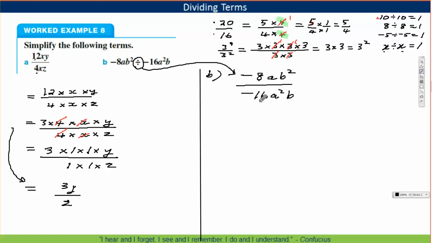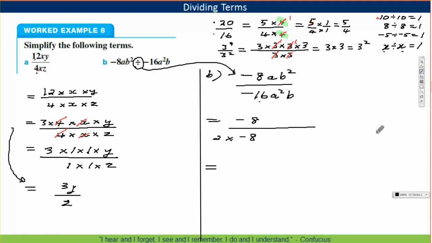Now again, negative 8 and negative 16, there is a common factor. They're both divisible by 8. So some people go straight ahead and go, well, what's negative 8 over negative 16?